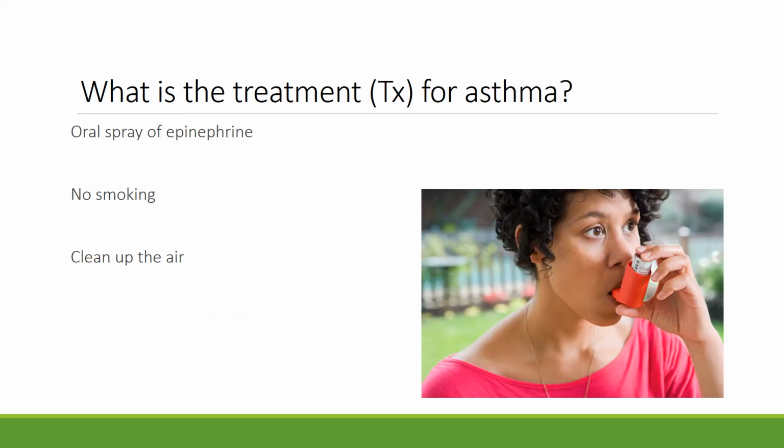So how do you treat asthma? Well, if you have an allergic asthma, you want to first of all remove whatever it is that's causing your asthma attack. Then for short-term treatment or for quick relief, an oral spray of epinephrine. There are also some long-term medications that can be used. Immunotherapy or allergy shots are also helpful. No smoking and clean up the air.